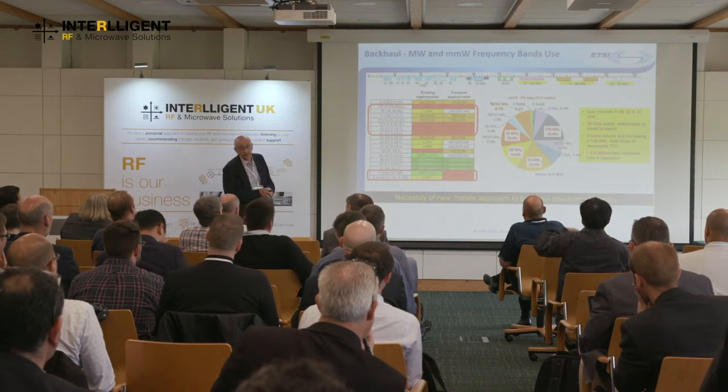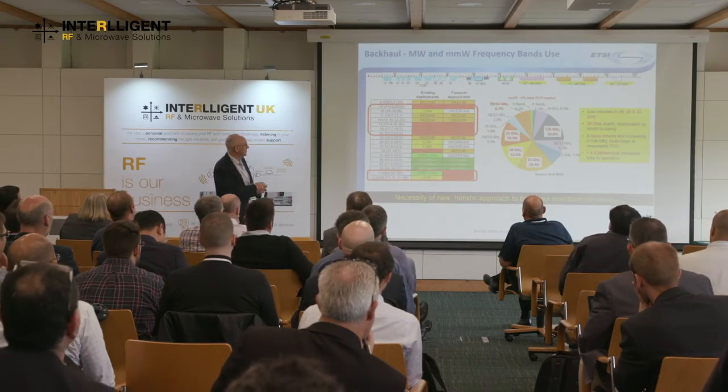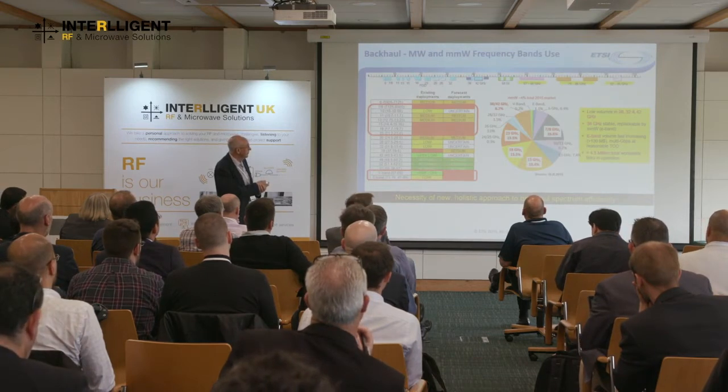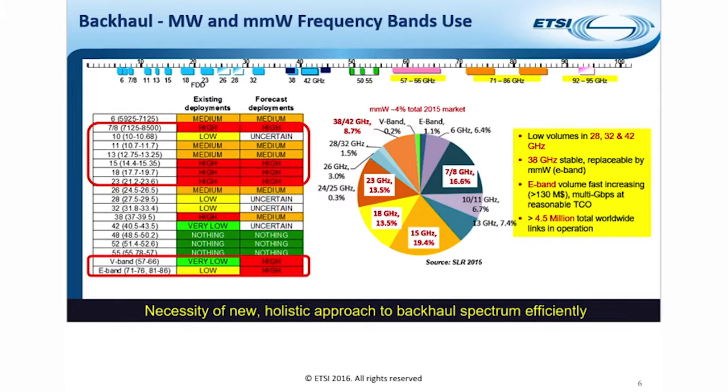This is how the bandwidth is currently used. You can see E-band is very small at the moment, just about 1.1%. The majority, there's a large chunk at 15 gigahertz, 18 gigahertz, etc. But these bands are becoming very crowded now. So you can see existing deployments here. There's a few blank bands, and some of these have been earmarked for 5G various applications, including access, and Liam's mentioned some of these lower bands.